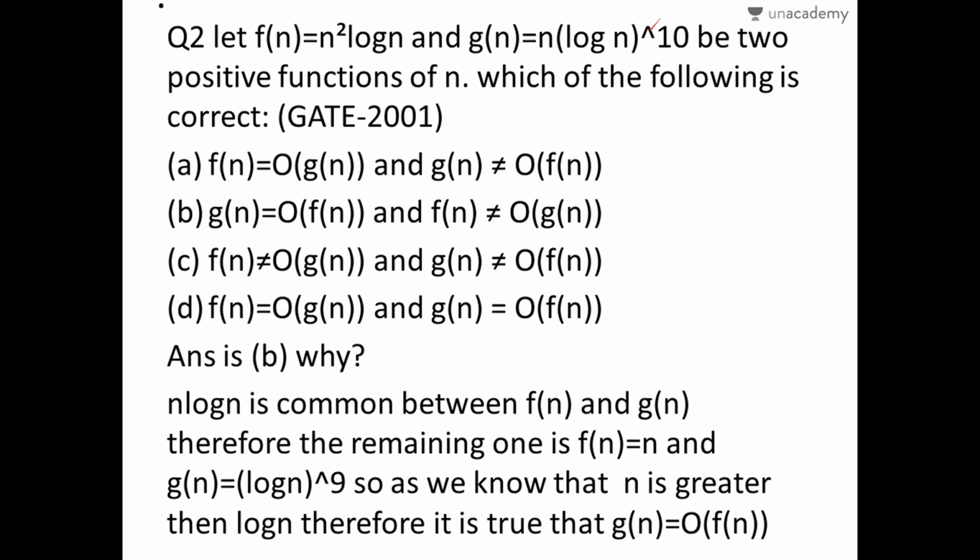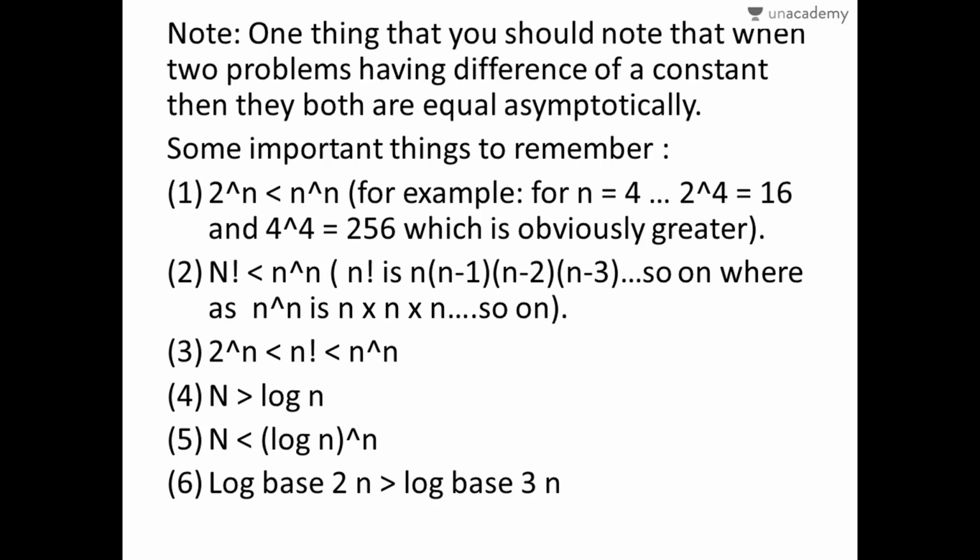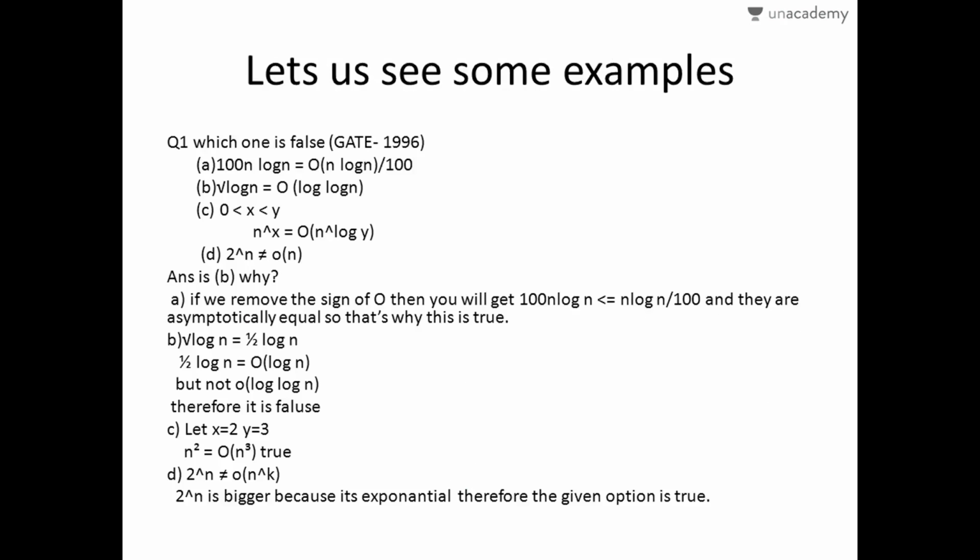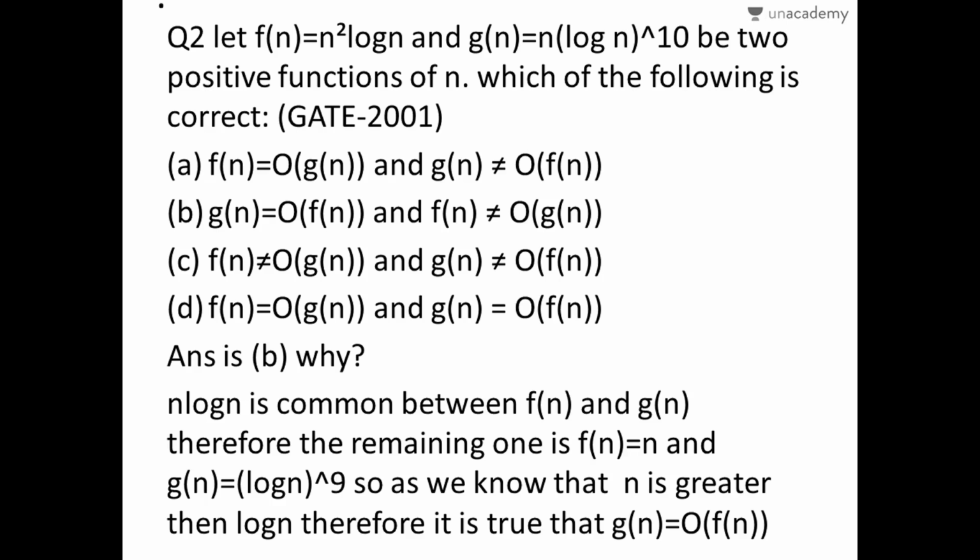And we know from the fourth rule, if you remember, that the value of n will be greater than log n. So in this we can state that g(n) is less than or equal to f(n), because of the fourth rule. So we can say that g(n) equals big O of f(n). Then we will see whether this is given in the options. The B option says g(n) equals big O of f(n). So this is our answer.